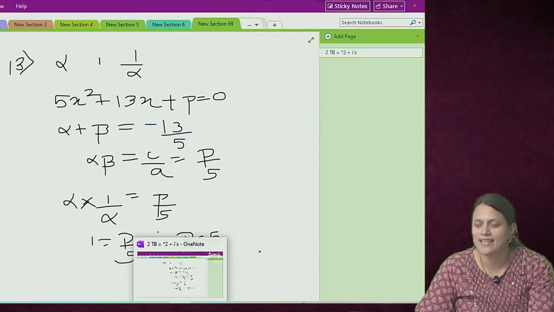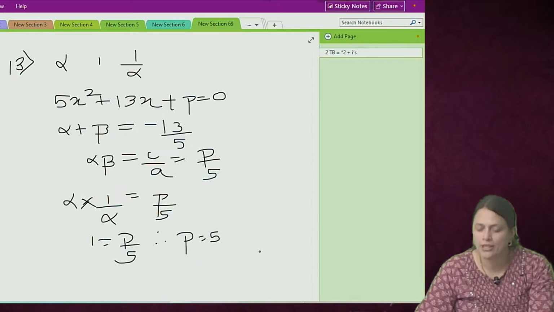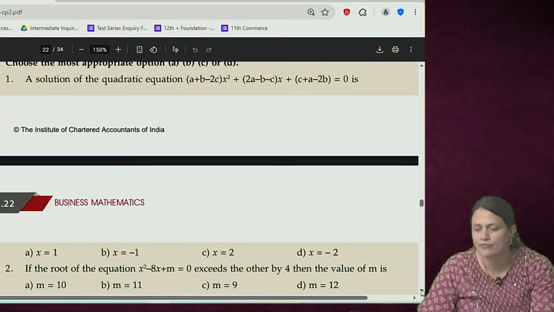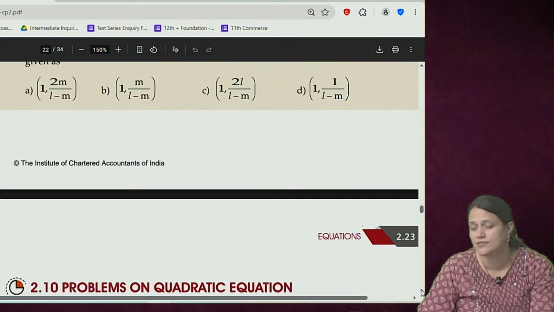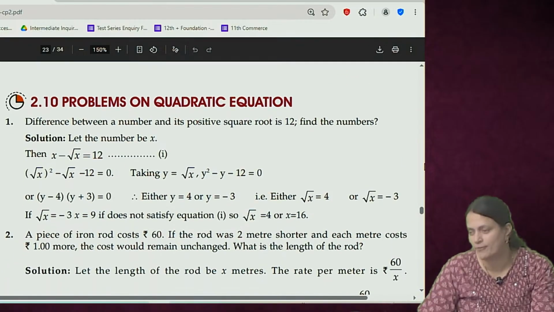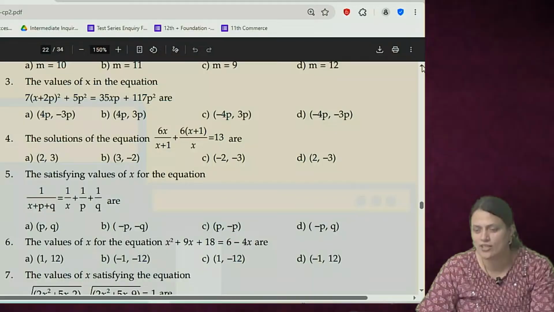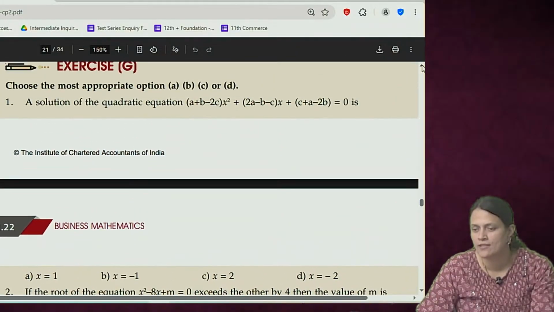The next exercise is not that difficult, but you can use the method of substitution to solve directly with the options. That will make it easier. Okay, this is a bit complicated. Chalo, I think we will solve this today. Try to complete this. Next, exercise G.